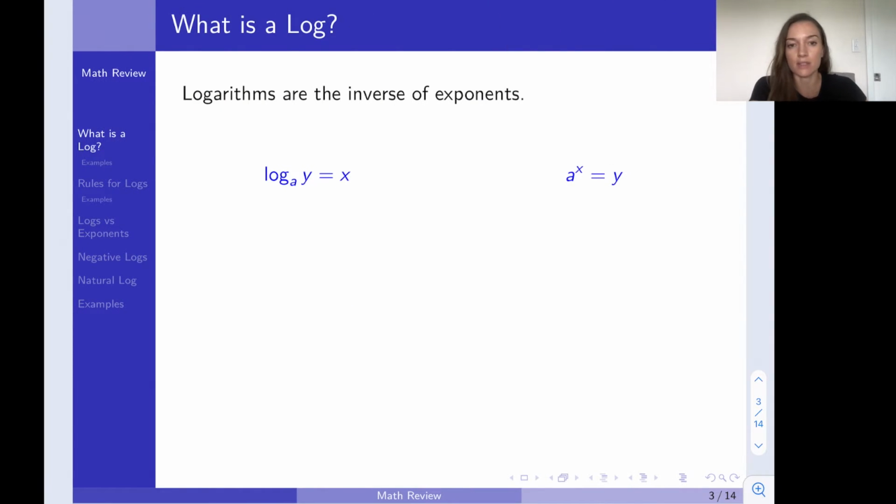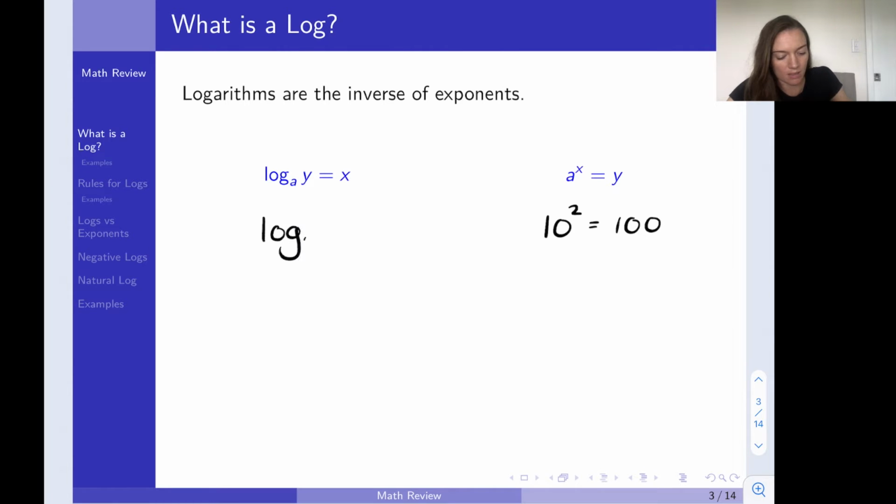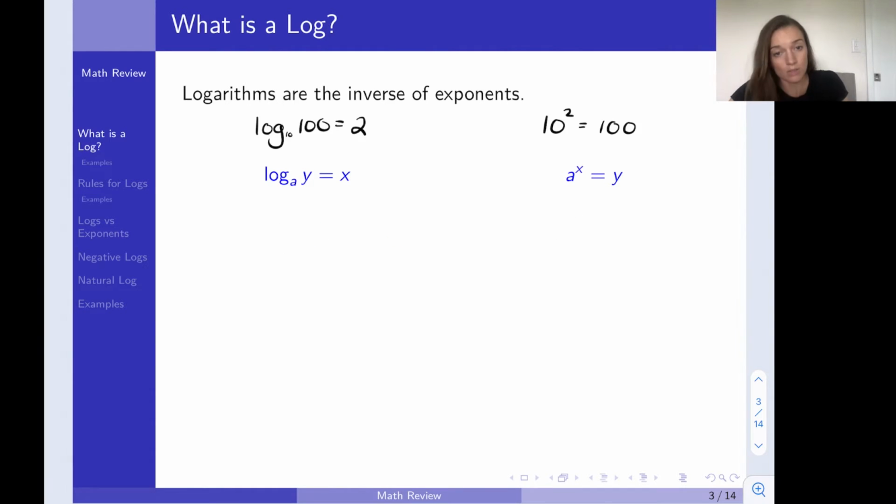Logs are basically just the inverses of exponents. For example, we have an exponent. If we have 10 squared, 10 to the 2, that's obviously going to give us 100. And then a log asks, if we have a log base 10, so our base 10 here, of 100, what is the exponent that we have to raise 10 to in order to get 100? We have to raise 10 to the power of 2 to get 100, so our log there is equal to 2.